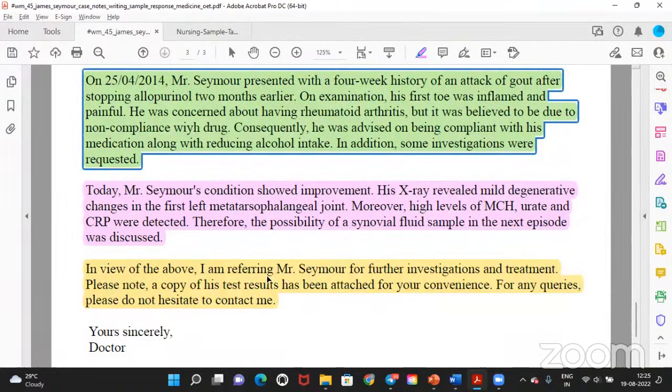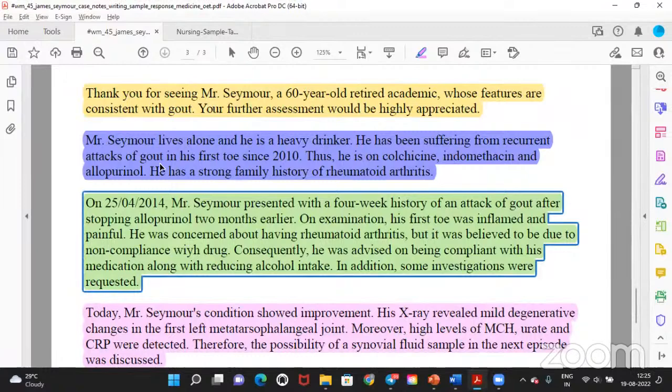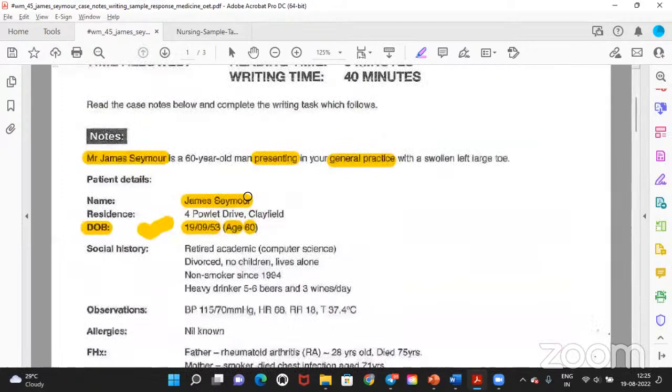For further investigation and treatment. And here you can see, he has been suffering from recurrent attacks of gout. How can you say recurrent attacks of gout? Actually, this is not clear. You can see here, because in the case notes, it is telling what? You see here, this is the question mark here.